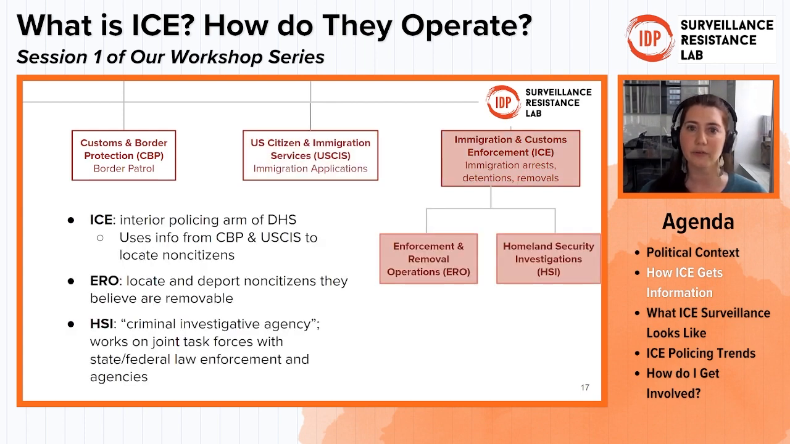And then the last agency is ICE. ICE is the interior policing arm of the Department of Homeland Security. The mission of ICE and its sub-agencies is to locate and deport non-citizens that they believe are removable. And the two sub-agencies that we want to highlight today are Enforcement and Removal Operations, ERO, and Homeland Security Investigations, HSI. ERO are the officers that many people might encounter on the ground, who are in real time locating and arresting non-citizens to deport.